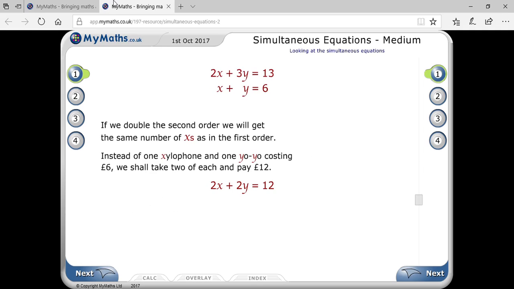Yeah. So here, if we double the second equation, you are seeing that they are equating the variable x. That's why they are multiplying equation 2 by 2. Because in your first equation there is 2x. So they multiply equation 2 by 2 so as to equate x. So it will be 2x plus 2y equals 12, the second equation.